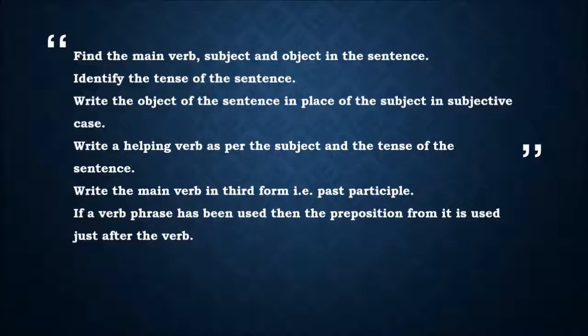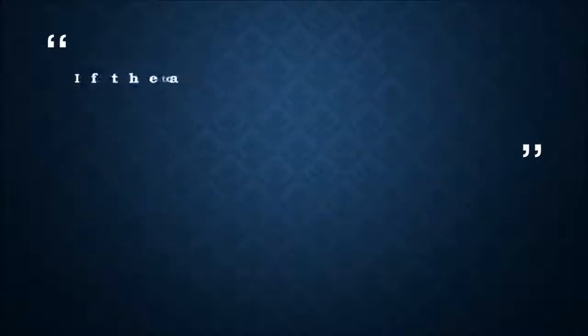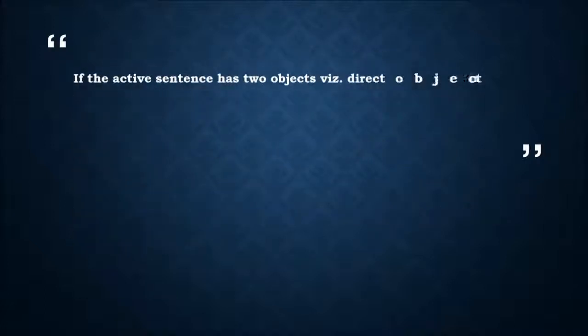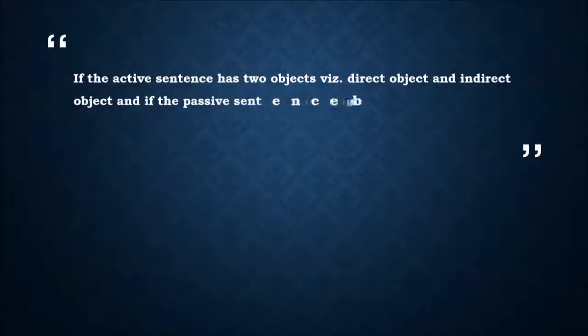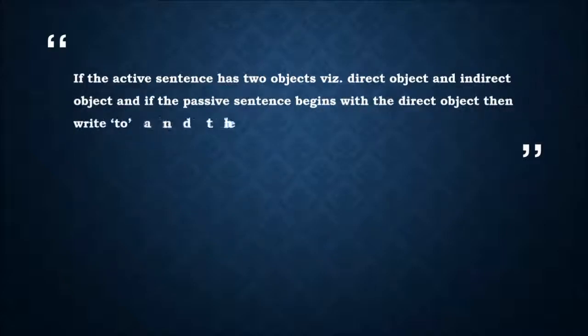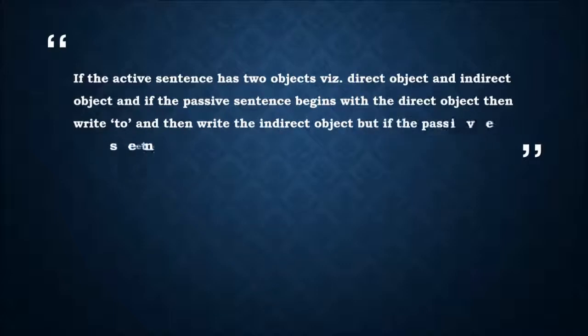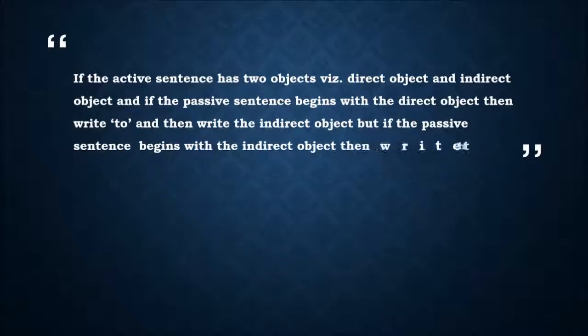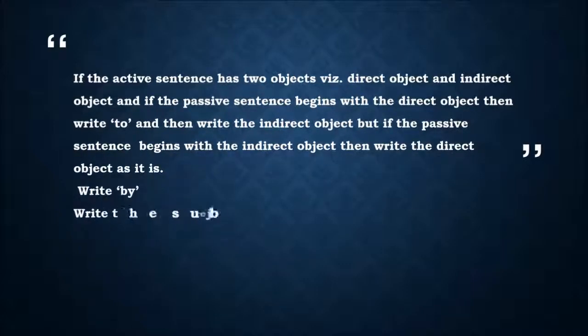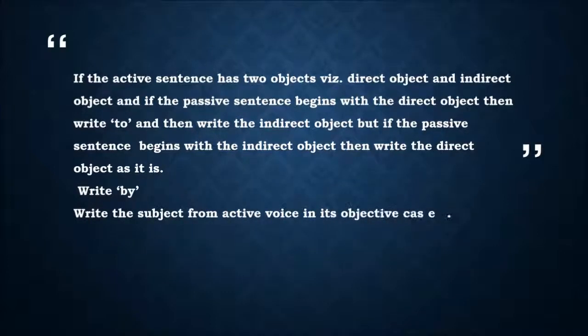F. If a verb phrase has been used, then the preposition from it is used just after the verb. G. If the active sentence has 2 objects, viz. direct object and indirect object, and if the passive sentence begins with the direct object, then write to and then write the indirect object, but if the passive sentence begins with the indirect object, then write the direct object as it is. H. Write by. I. Write the subject from active voice in its objective case.